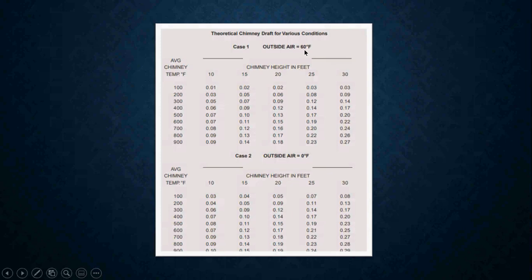But what happens if we go maybe a week or two later and we had a temperature of 0 degrees outside? It got really cold. We look at the differences between our drafts here. It's 0 degrees outside. We still have an average temperature of about 300 degrees coming out of our chimney. We know that our chimney height is still about 20 feet. Look at what happened. It went up. It went from 0.09 to 0.12. Why is that?